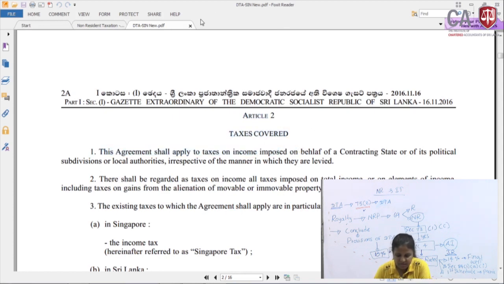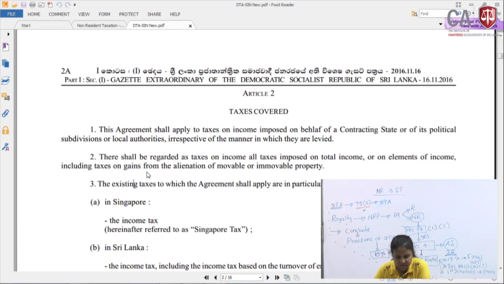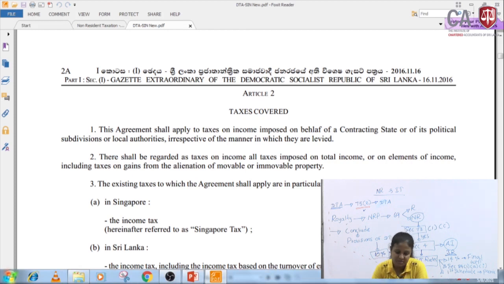This agreement shall apply to taxes on income imposed on behalf of a contracting state or of its political subdivisions or local authority, irrespective of the manner in which they are levied. It is taxes on income. Then 2, there shall be regarded as taxes on income all taxes imposed on total income or on elements of income, including taxes on gains from the alienation of movable or immovable property. Whether total income or a part of the income, it shall be applicable.